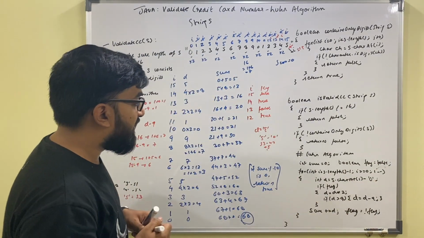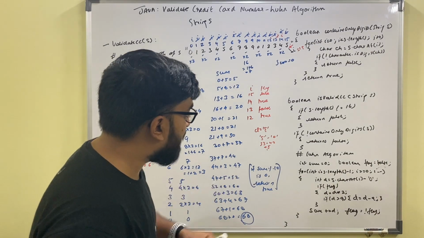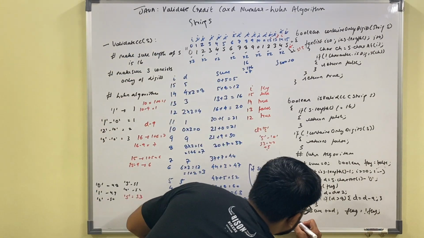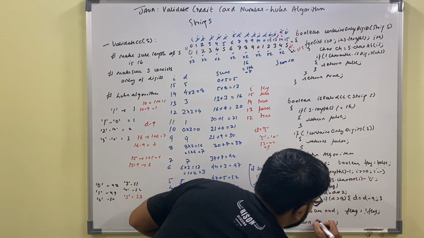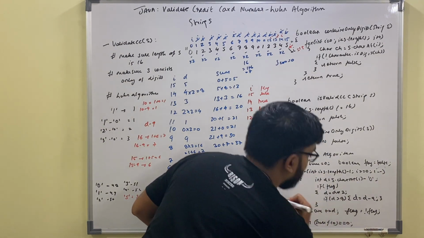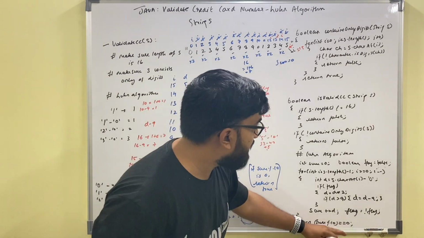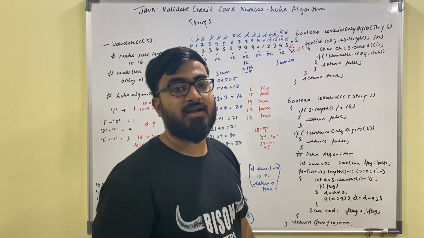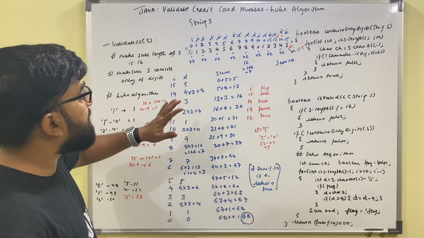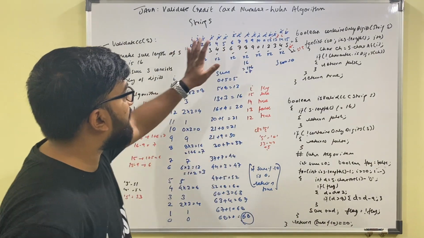Okay. Final thing we need to check is if sum % 10 is equal to 0. So return sum % 10 double equal to 0. So if this condition is true, it means the string S which contained 16 digits is a valid credit card number. Okay. So let me try to run this for an actual valid credit card number.